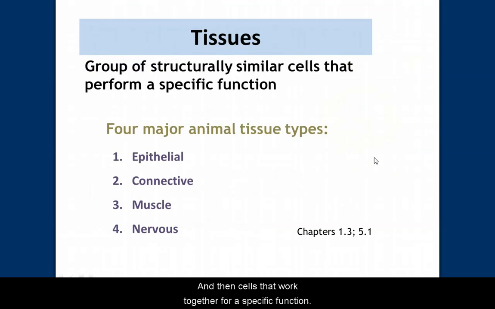And then cells that work together for a specific function. They're structurally similar, perform a specific function, forms tissues. There are 4 major types of tissues in animals: epithelial tissues, connective tissue, muscle tissues, and nervous tissue.